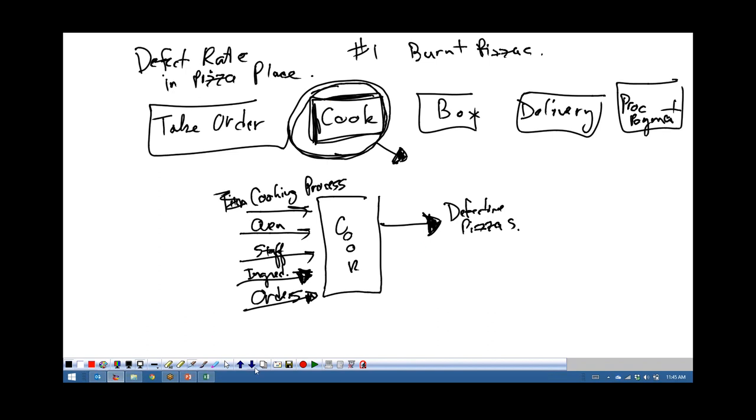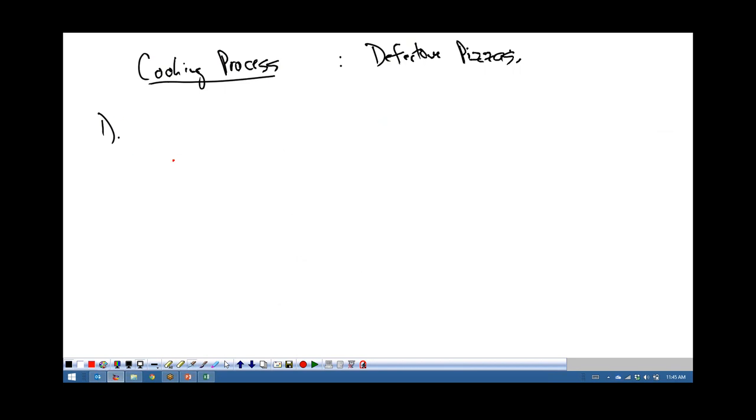Okay, so now let's go to the tale of the tape. So we're cooking a pizza. It's the cooking process, right? It's just that process step. And we're creating defective pizzas. What are the risks in that? What are the risks in that cooking process? Let's just list a few. Let's just go around the room. What's a risk in cooking a pizza?